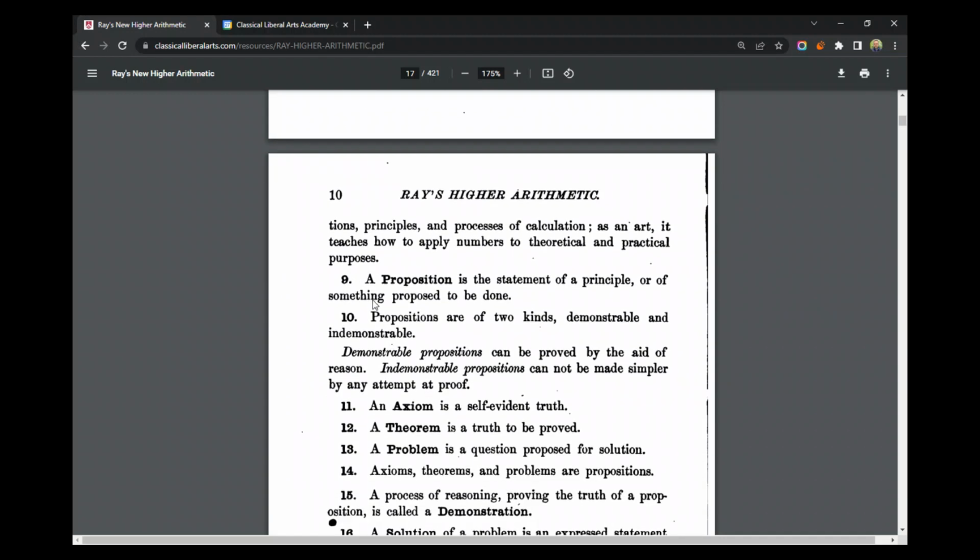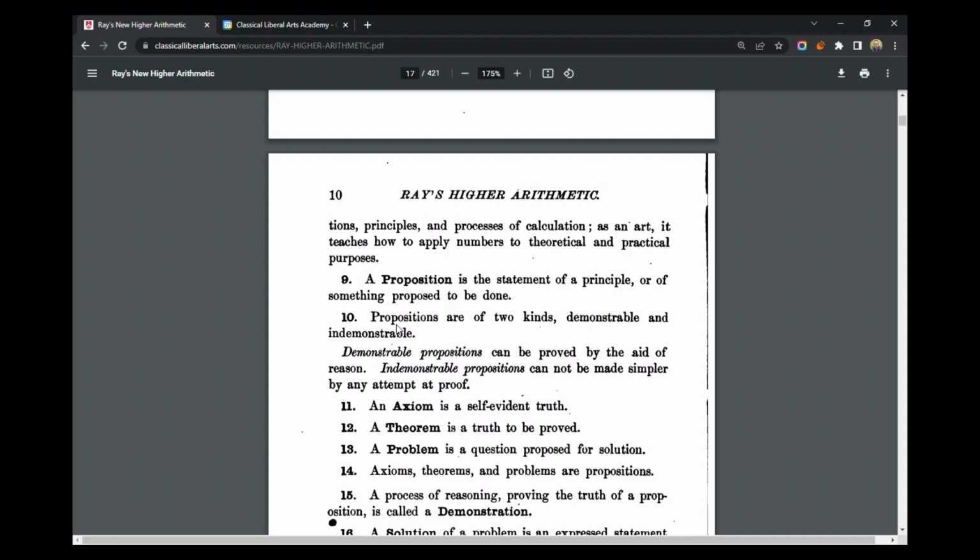Article 9. A proposition is the statement of a principle or of something proposed to be done. And remember, a principle was defined above as a primary truth of a science.